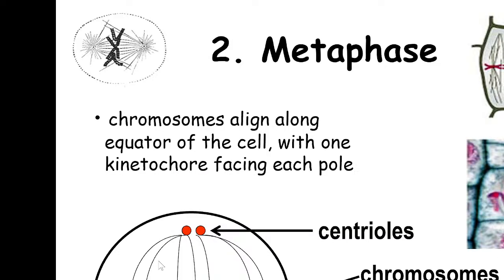Then metaphase. In metaphase, all the chromosomes attach to the mid plate, that is, one plate. The chromosomes line up along the equator of the cell with one kinetochore facing each pole. This is one pole and this is the other pole. They are separated from each other during metaphase. So metaphase is one of the best stages to observe the chromosomes in a cell. If you want to observe the chromosomes in a cell, the best stage is metaphase.